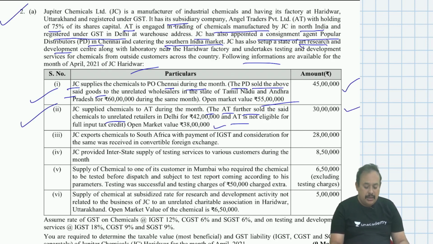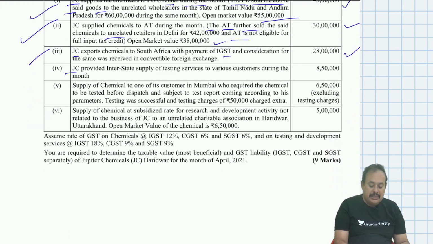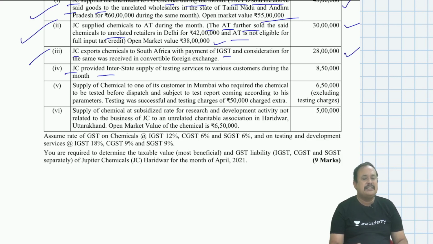Point number 3. Jupiter JC exports chemicals to South Africa with the payment of IGST, and consideration for the same was received in the convertible foreign exchange. Total is 28 lakh. JC Jupiter Chemicals provided inter-state supply of testing services to various customers during the month, 8,50,000.